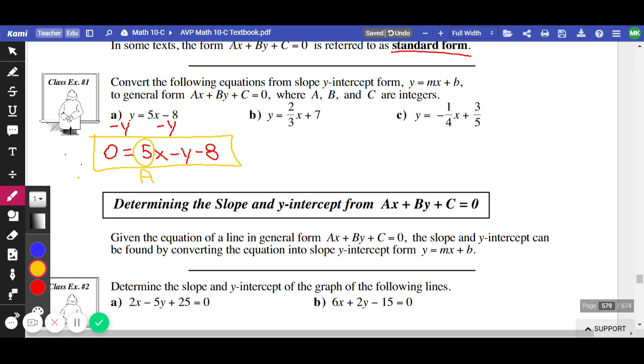Awesome. Let's look at B. So it says convert to general form. This thing is not equal to 0, so we're going to make it equal to 0 by subtracting y from both sides. Y minus y will give me 0 equals 2 over 3x minus y plus 7. So I'll give my 0 equals.